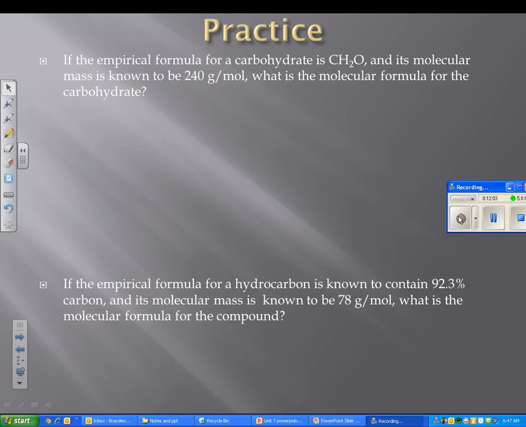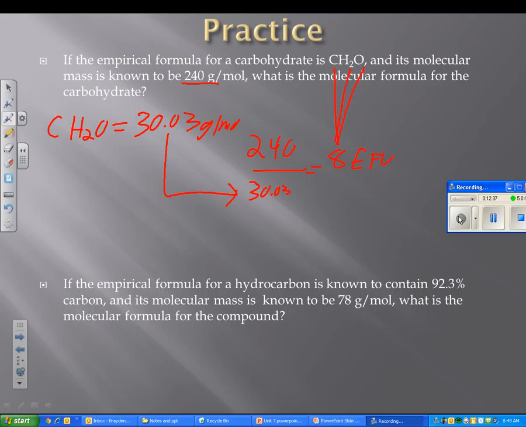Alright, so the empirical formula for a carbohydrate is CH2O, and its molecular mass is going to be 240. What is the molecular formula for the compound? Well, here we go. CH2O. First, you got to find that molar mass, which equals 30.03 grams per mole. So then you do the molecule's molar mass, 240, over the empirical formula's molar mass, 30.03, which gives you 8 empirical formula units. You take that 8, multiply it by the subscripts in the empirical formula, you get C8H16O8. See, these aren't too bad.